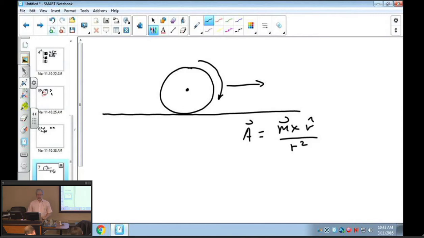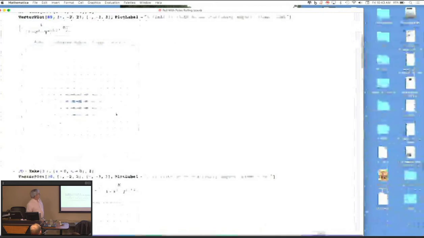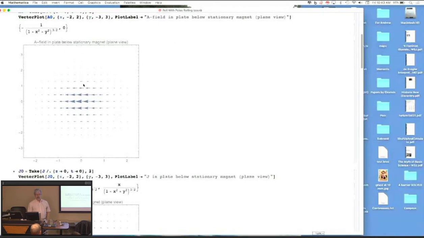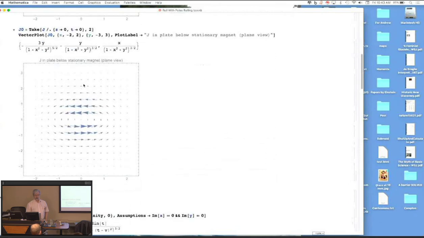So here I'm looking down on the plate, so the top view. Here's the sphere, here's the north and south poles like this, and the thing is rolling to the right. Now I'm looking down onto the plate, and that's a picture of the A field right underneath the magnet. The north and south poles are arranged vertically, like this. That's the A field, and this is the time derivative of the A field. So this is a plot of the currents produced in the plate.